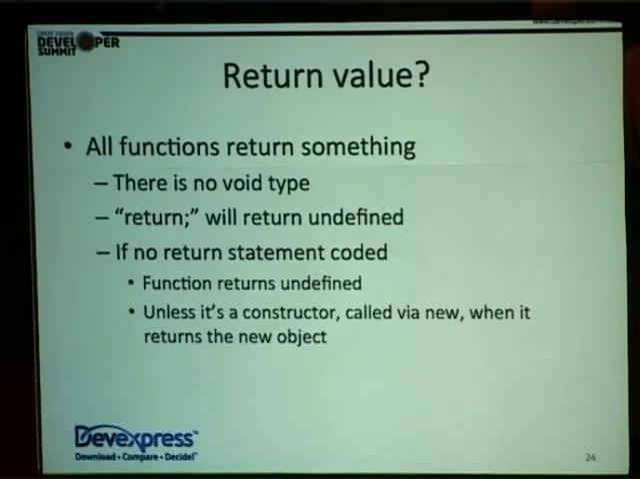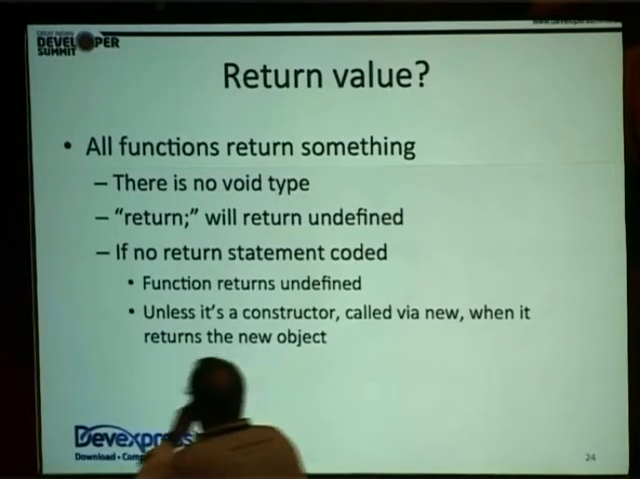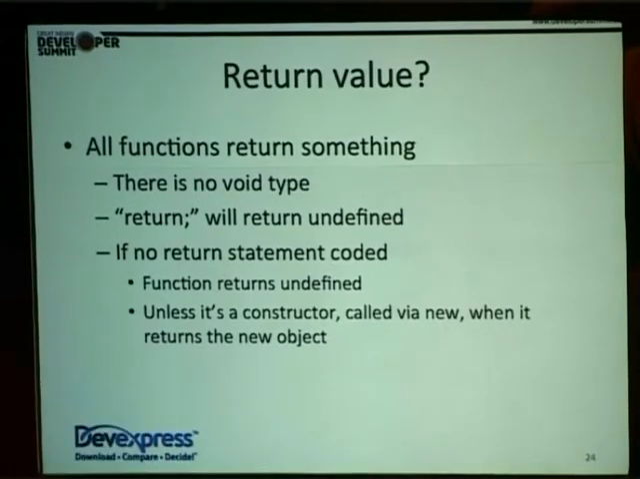And there's an exception to the rule: unless it's a constructor and is called via new, and then it returns the new object that you're creating. This is kind of handy.